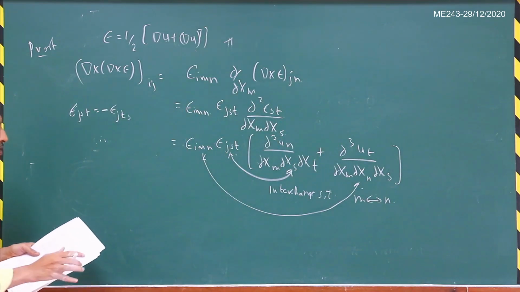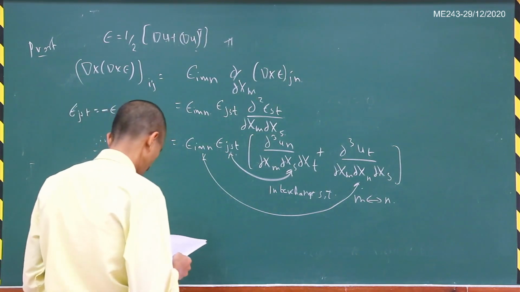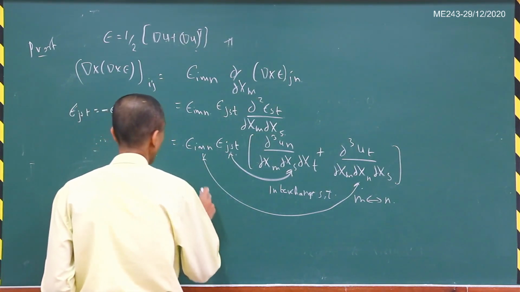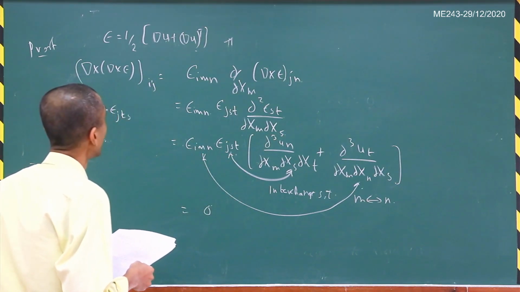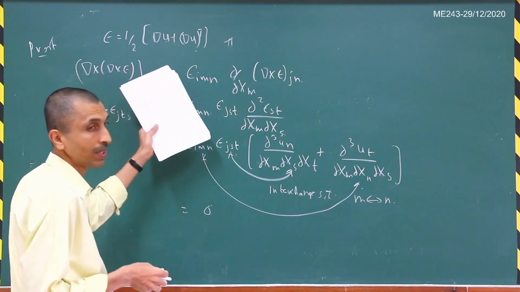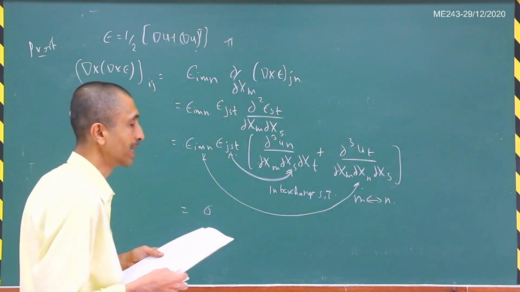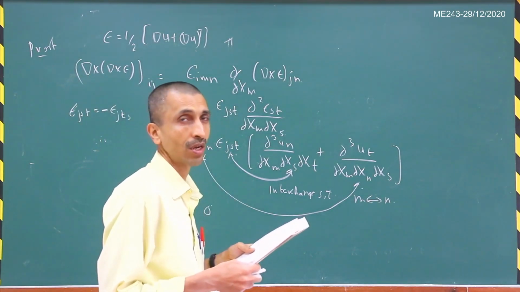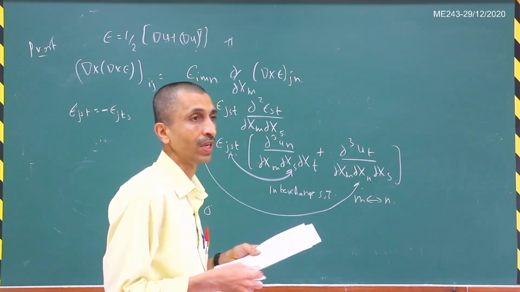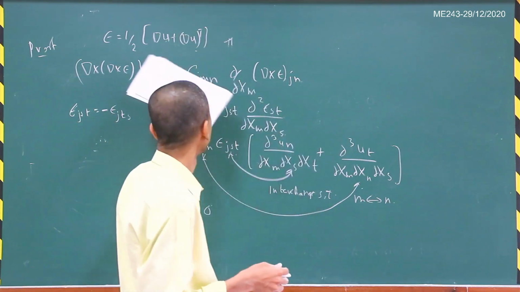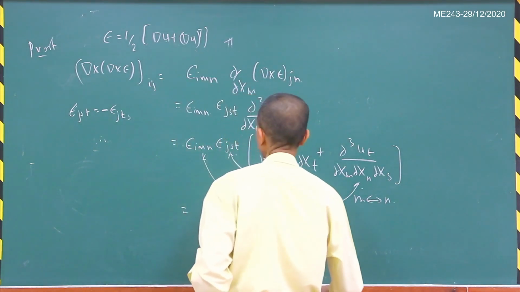So this is just, as I said, a standard exercise in indicial notation. So basically what you will get is that this is equal to 0. So what that shows is that if epsilon is equal to half of del u plus del u transpose, then del cross epsilon is equal to 0. Now we have to show the converse implication that if del cross epsilon is equal to 0, then there exists a displacement field u such that epsilon is equal to half of del u plus del u transpose. So of course that proof is much more complicated than this one. So let us try to show that proof now.